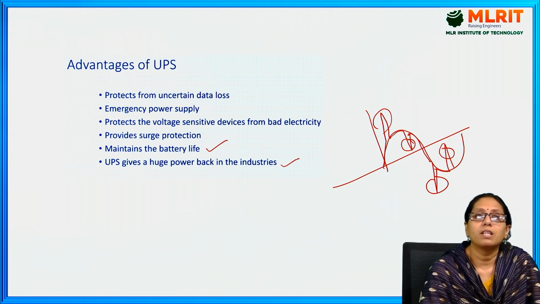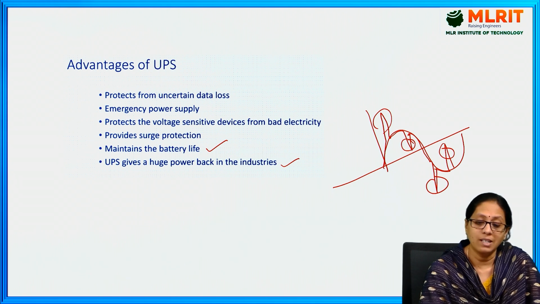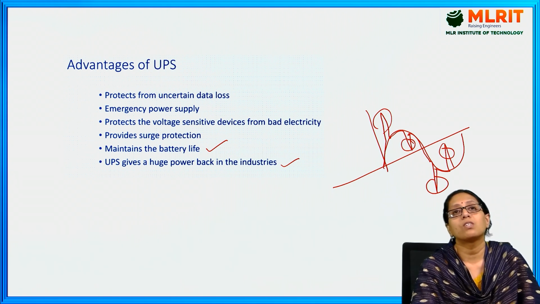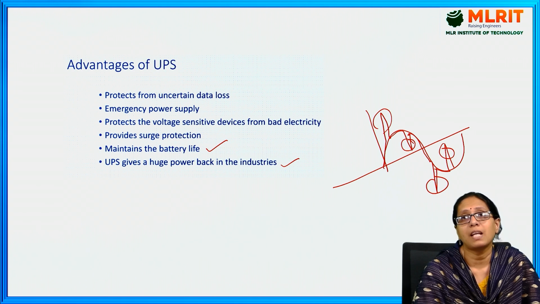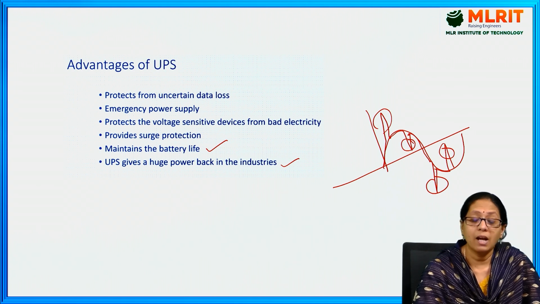And next one is UPS gives a huge power back to the industries. Means the industries, they'll be running 24 hours a day. So by using this UPS during the power cuts also, the industries can run smoothly, and we can avoid the damage of the goods or the electronic appliances which are being used in the industries.